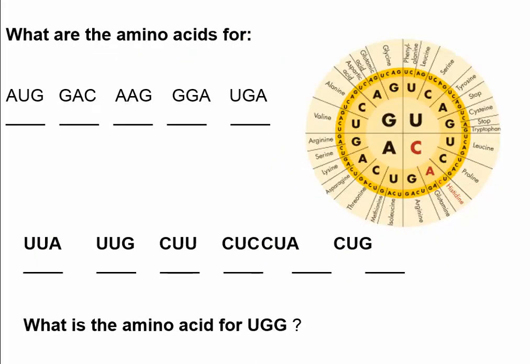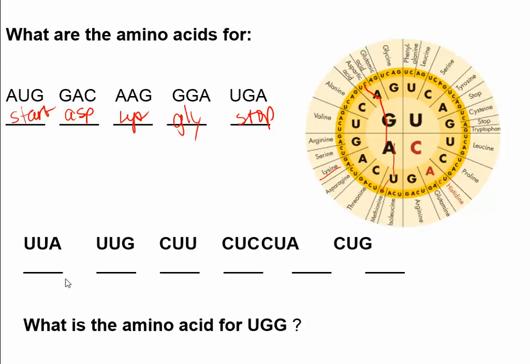So using this wheel for the genetic code, you need to determine what the amino acids are. So AUG, so you go A, you stay in that quadrant, A, U, G, methionine, which is also, remember, our start codon. GAC. Usually just write the first 3 letters of the amino acid. AAG, lysine. GGA, glycine. And UGA, that was stop, remember?